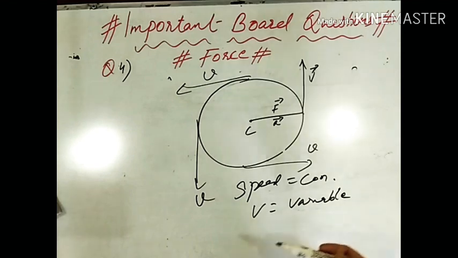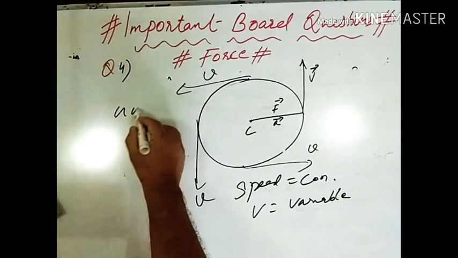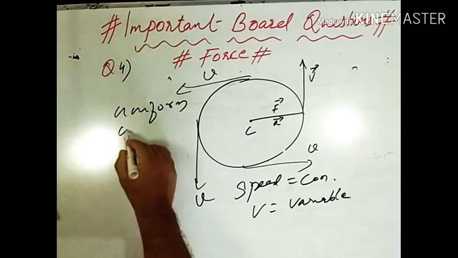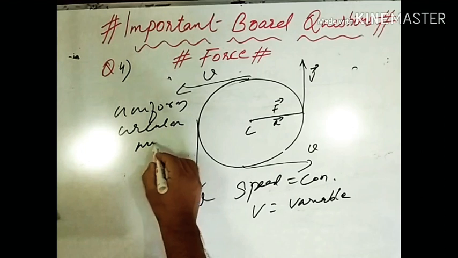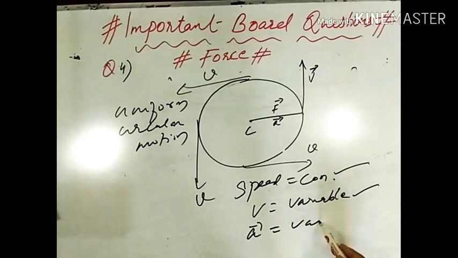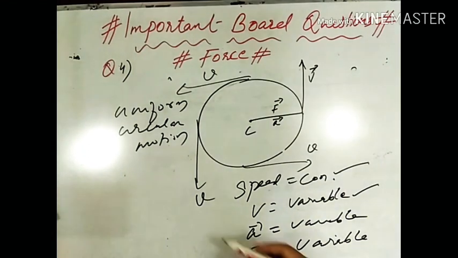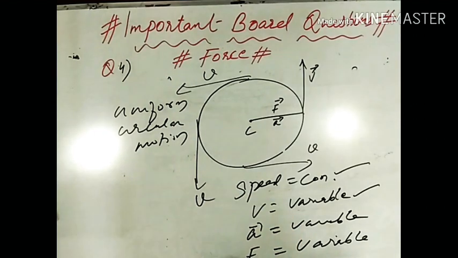For example, in the case of a uniform circular motion, speed is constant, velocity is variable, acceleration is also variable. We have studied that even force is also variable. Only one quantity remains constant, the speed. So it is possible to have an accelerated motion. Is it clear to you? Okay, thank you very much.